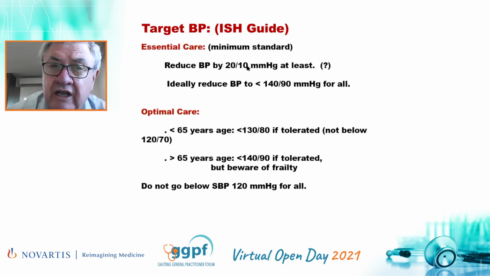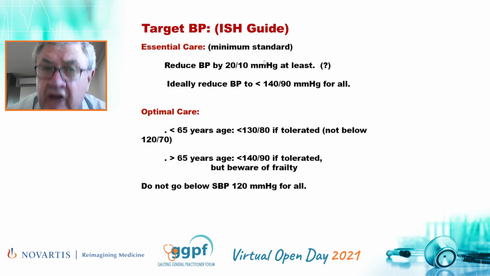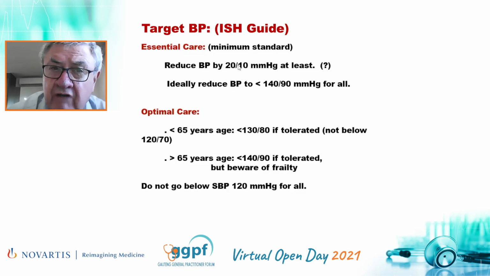20 systolic, 10 diastolic. And this figure comes from a very large observational study of more than 1 million people to show that if blood pressure goes up by 20/10, you double cardiovascular risk. If you reduce it by 20/10, you halve the risk. So the minimum standard is these two things.